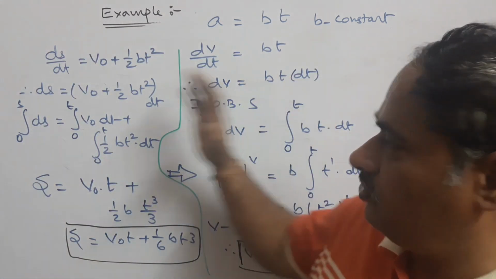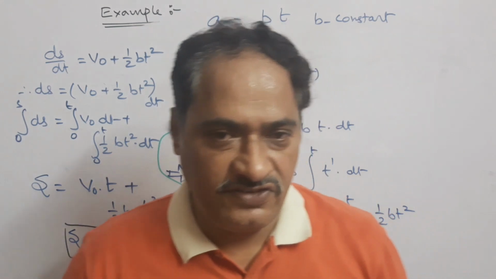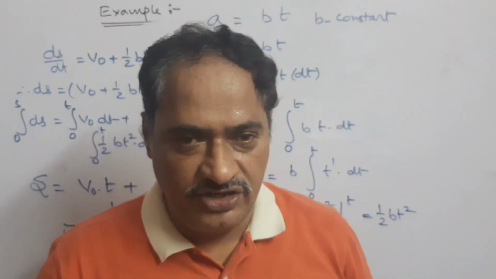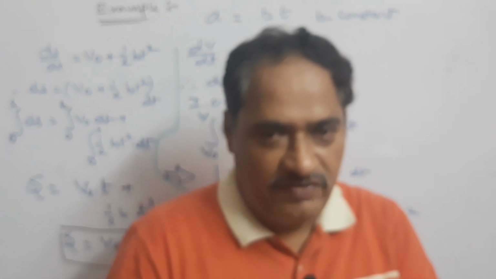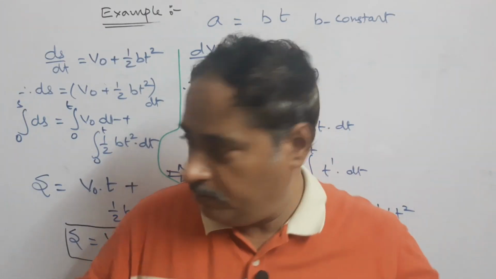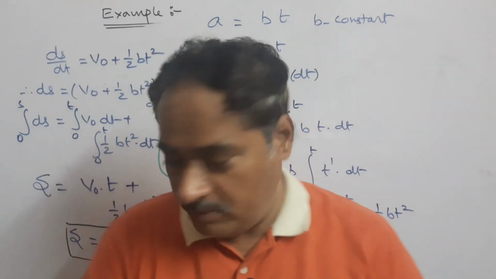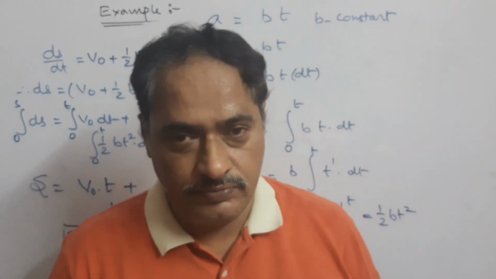I think you might have got that answer. So this is an advanced level question. When acceleration is given, you are able to obtain the displacement s equal to v naught t plus 1 by 6 bt cube. Okay.